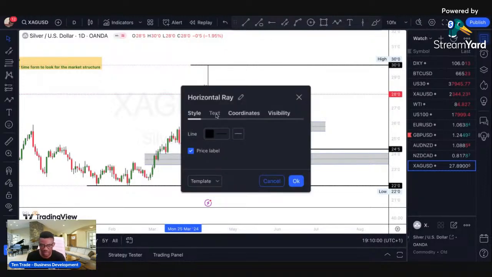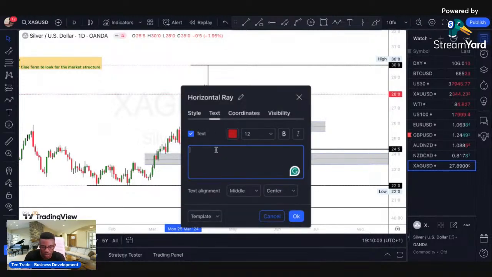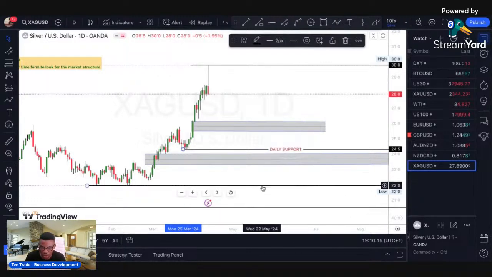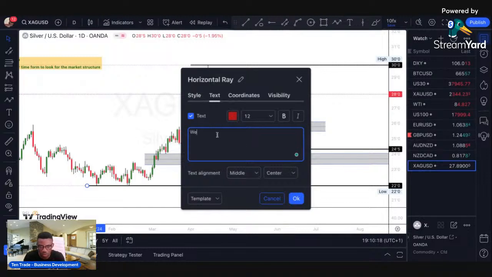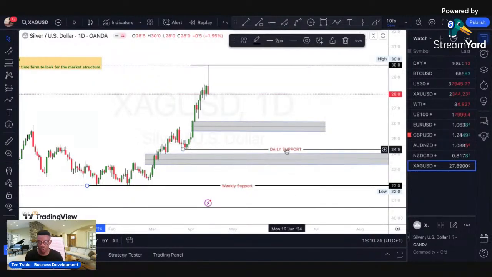So I can mark this as daily support. This is weekly support. So we have a daily support, we have a weekly support. We want to buy around the support area, we want to sell around the resistance area, right? The support is the demand zone, the area of demand. The resistance area is the area of supply zone.